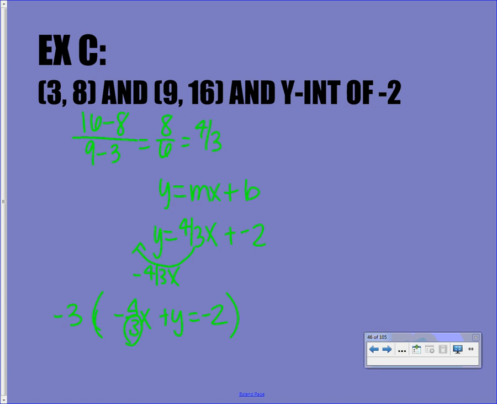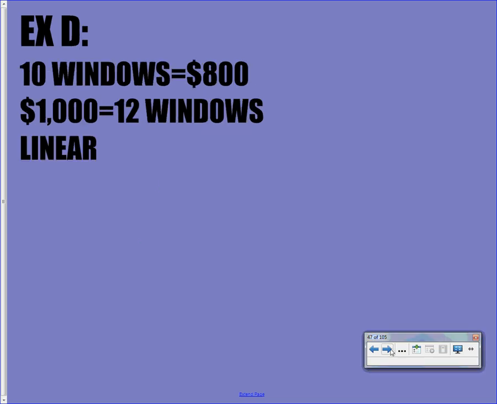So I'll multiply by a negative 3. So that's going to leave me with 4x minus 3y equals a positive 6. Okay, again, watch your negatives. Negative 2 times negative 3 is a positive 6. So that one was a little shorter, so if you have the y-intercept, it kind of makes it nice. So use it if you've got it.